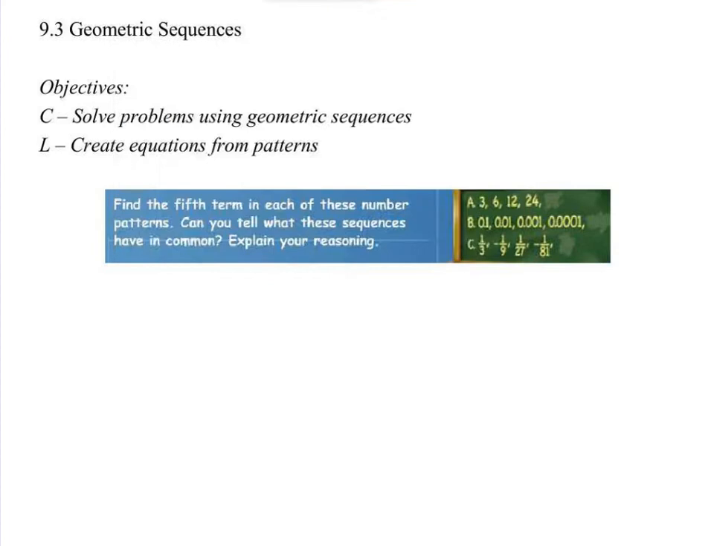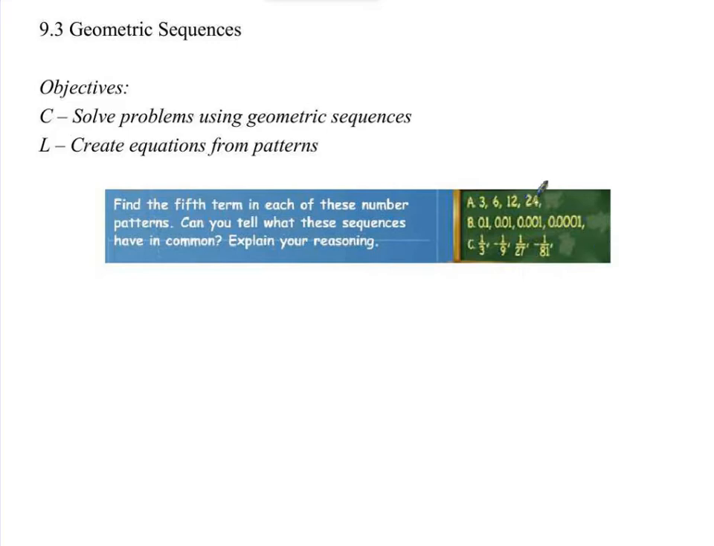So section 1 was patterns, section 2 was arithmetic sequences, and now we're doing geometric sequences. And actually, we've been seeing geometric sequences already in this chapter. You just didn't call them geometric sequences yet. So to get started, let's find the fifth term in each of these three sequences right here, and then talk about how these sequences are being generated.